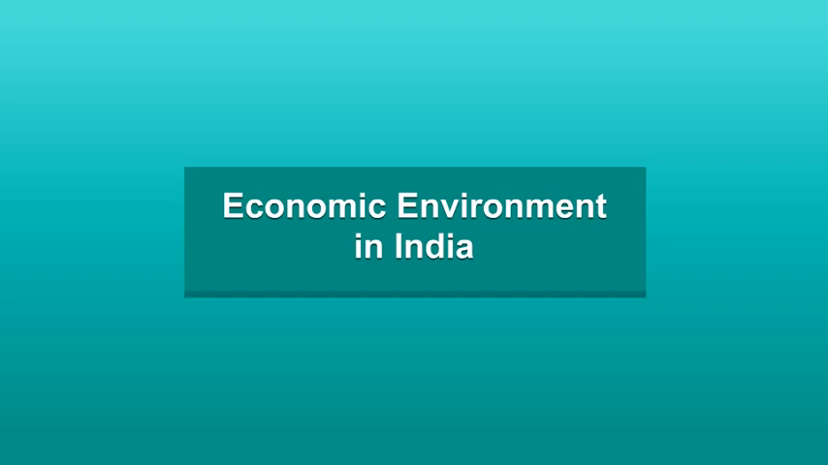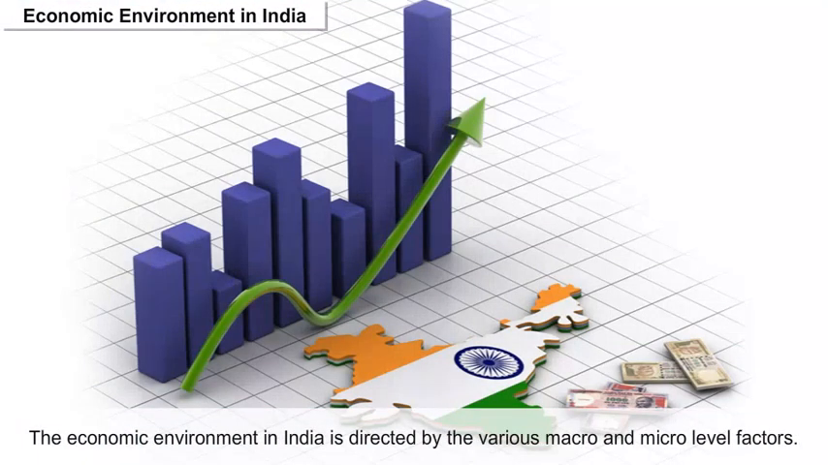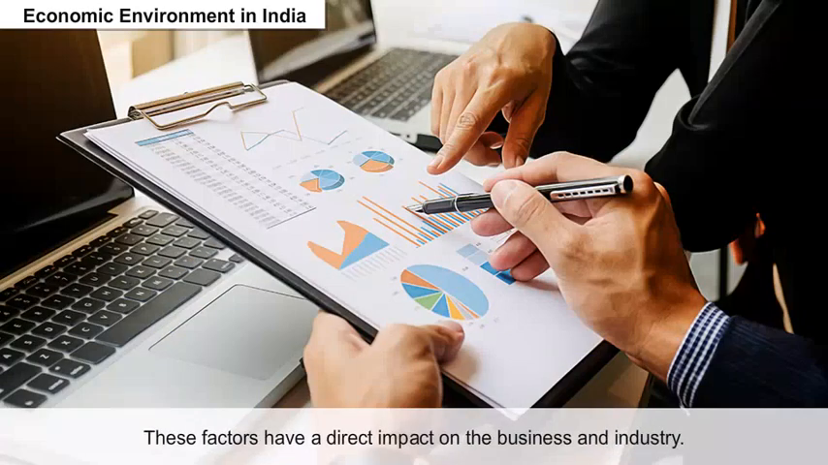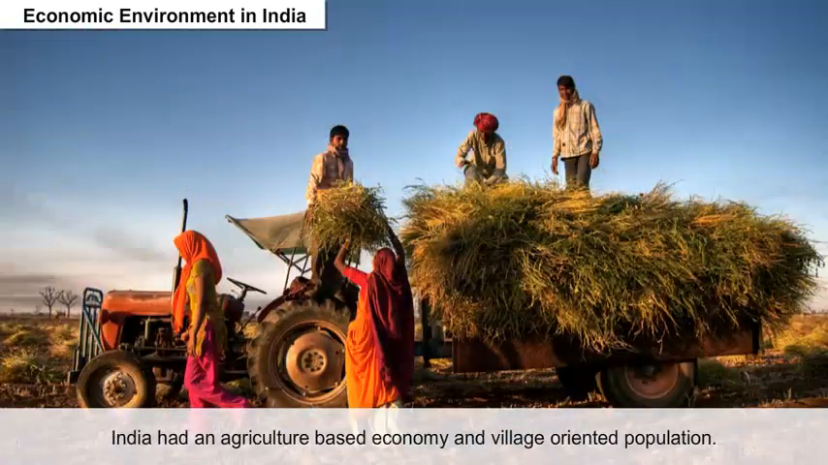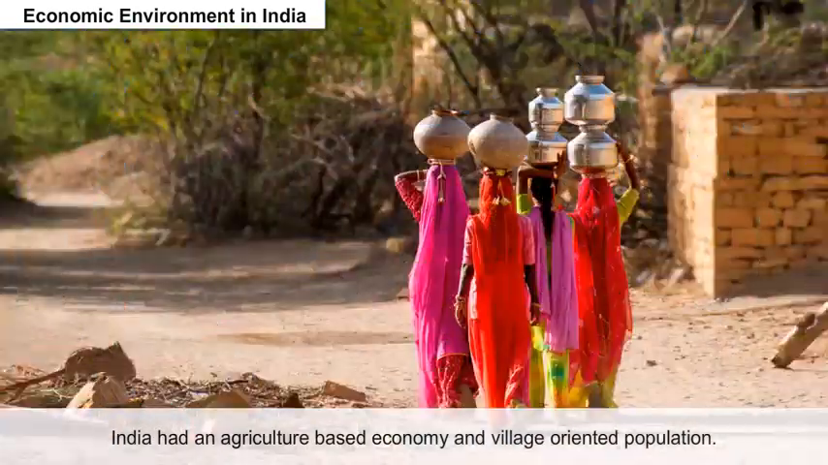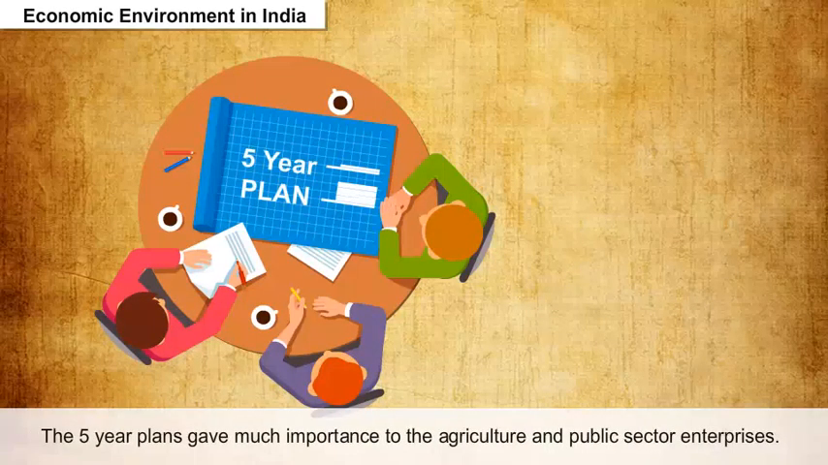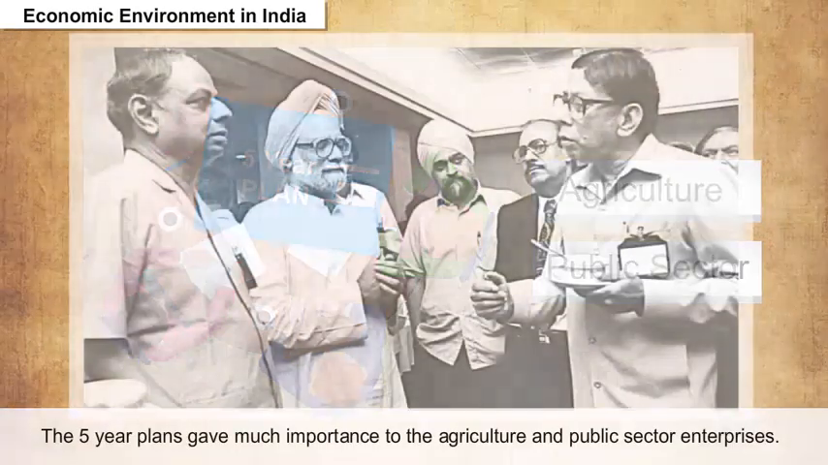Economic environment in India. The economic environment in India is directed by various macro and micro level factors. These factors have a direct impact on business and industry. During the time of independence, India had an agriculture-based economy and village-oriented population. The five-year plans gave much importance to agriculture and public sector enterprises.